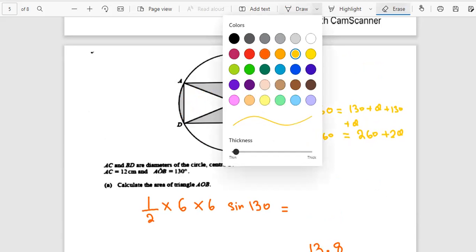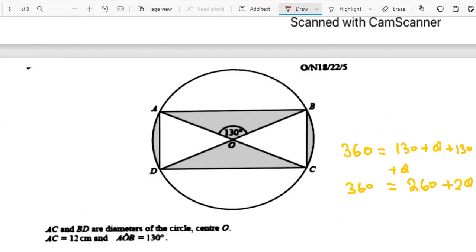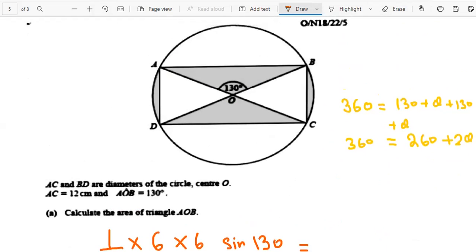So we have calculated the area of the triangle AOB, and that turned out to be 13.8. So this area is 13.8, and the area of DOC would also be 13.8, right? Because both these sides are same and this angle is also same. So the area would be 13.8 as well. Now, what would be the area of this part and this part? Can anyone tell me, please?